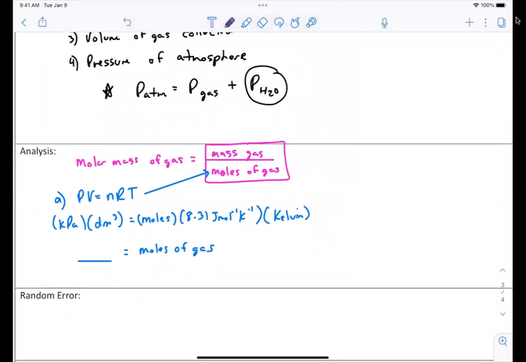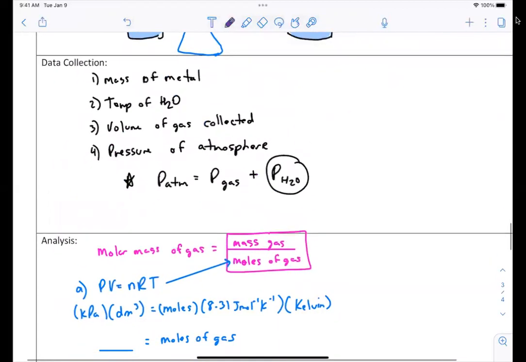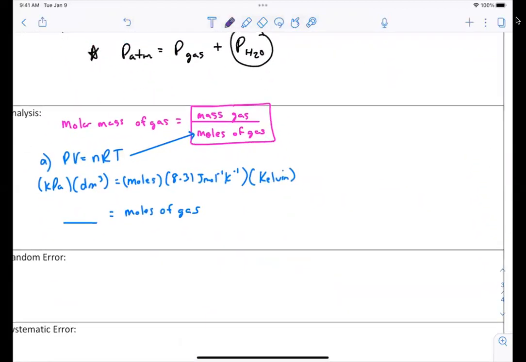How could we calculate the mass of gas being produced in this reaction? Because we know how much metal we reacted, right? So what we could do is take the mass of metal and convert it to the mass of gas using stoichiometry. And those two values would allow us to calculate the molar mass of the gas here.